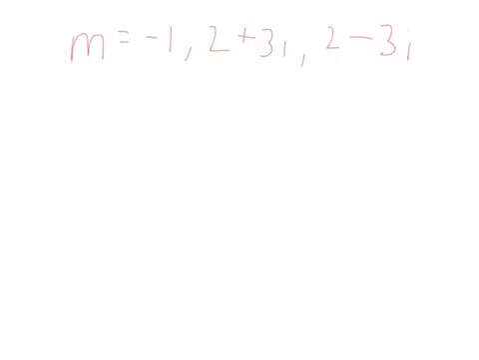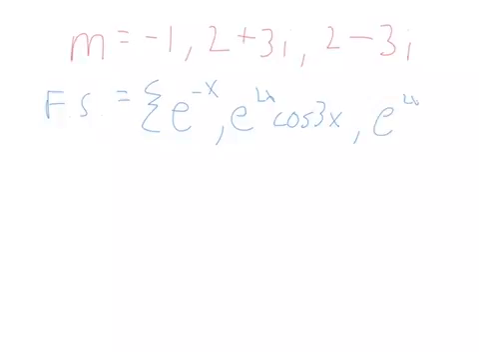So now the fundamental solution is as follows. We have e to the -x, that accounts for the solution of -1. We have e to the 2x cosine of 3x, and e to the 2x sine of 3x. Those two account for both the 2 plus 3i and the 2 minus 3i, because when you have an i, you need to use cosine and sine.